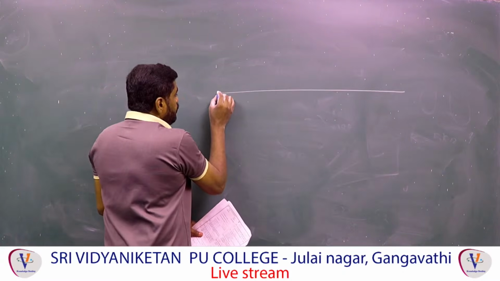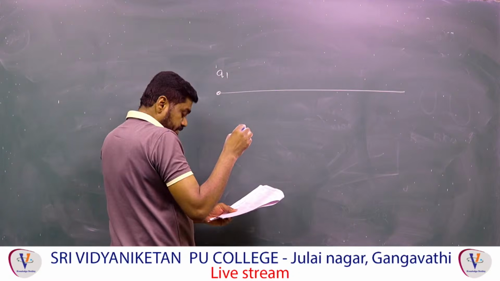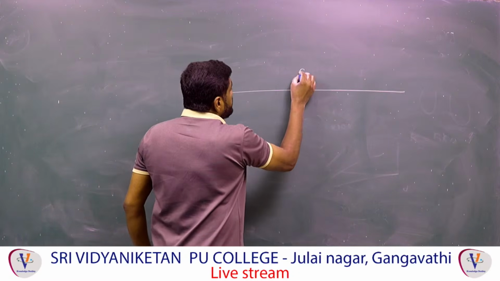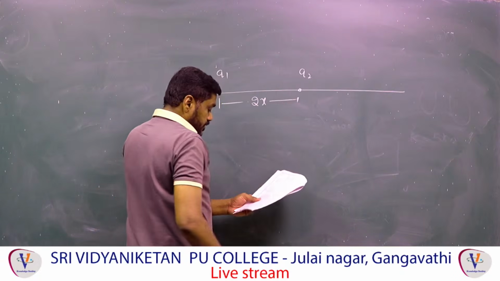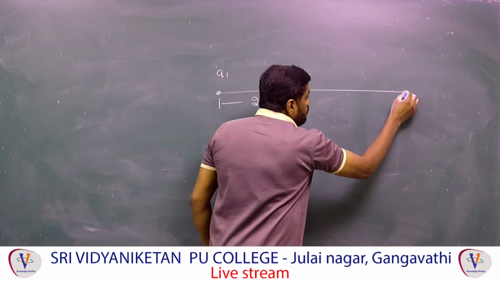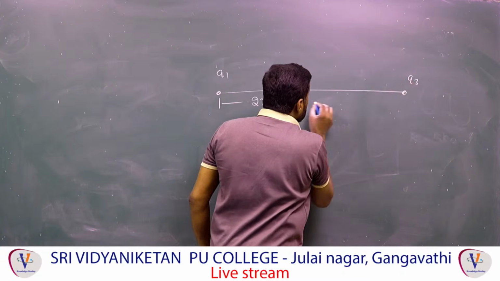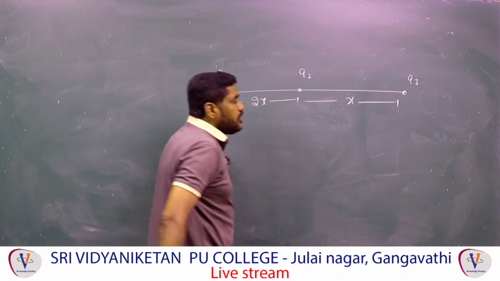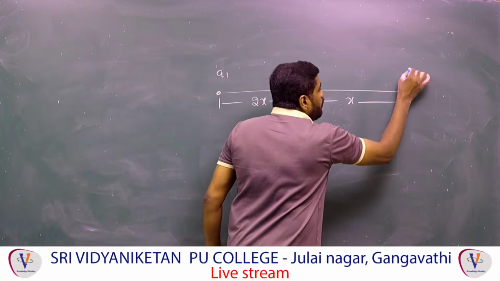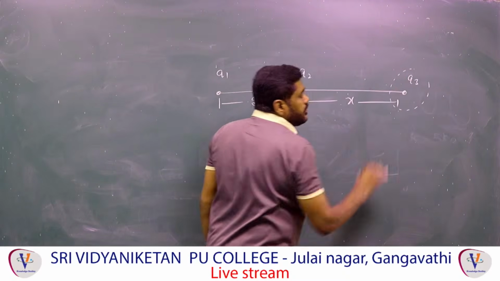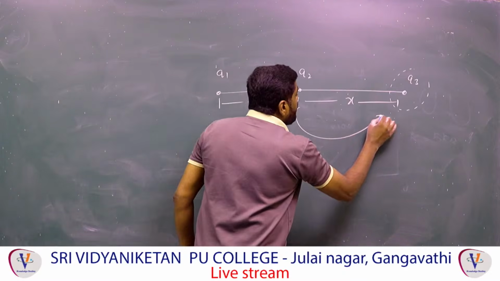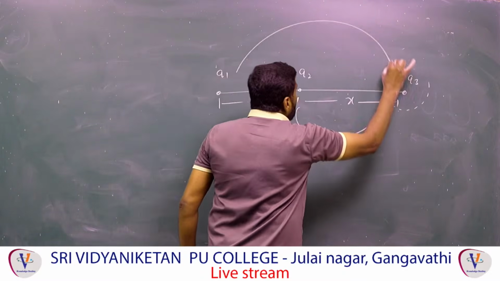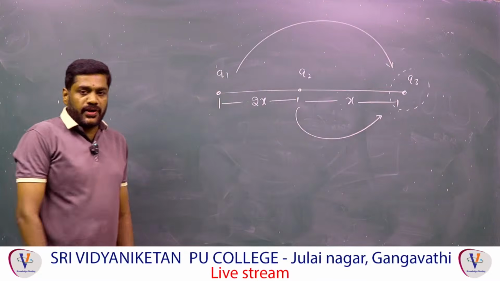So here is Q1, this is Q2 you can take, and the distance between them, for example, 2x. Let me take Q3 that they have given, and this distance is x. Now they said Q3 is under balanced condition, meaning net force is equal to 0. On Q3, Q2 is applying a force and Q1 is also applying a force. Net force we have to find out on that one.